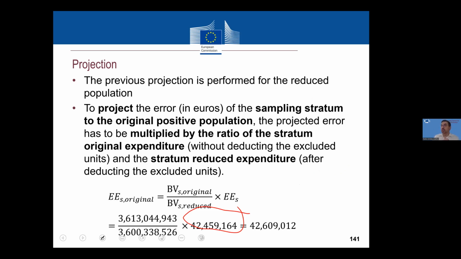In my example, let's be honest, because we just had 4 excluded units, the difference is not major, but still there is some difference, which is instead of having a projected error of 42.4 million euros, now I have a projected error of 42.6 million euros. Okay, small difference, but in some cases, as we all know or suspect, it can be significant.